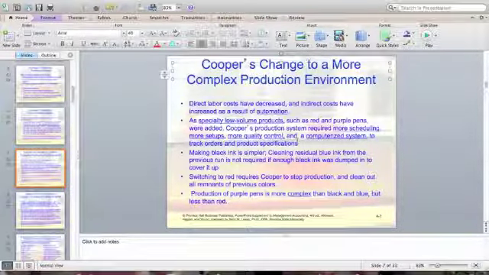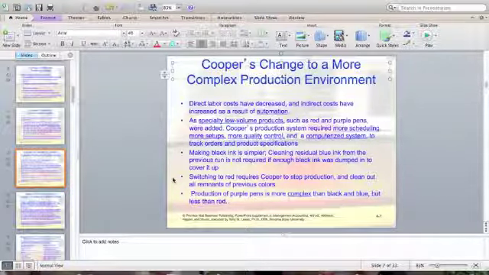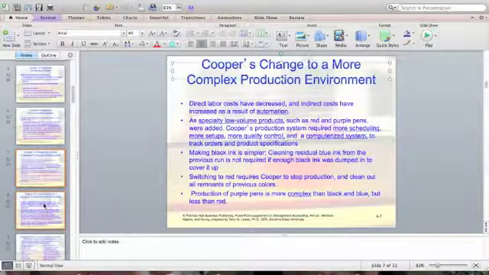So we're looking at stopping and starting to clean out colors. We're having more processes here, not necessarily more material. It's more like replacing or automating or having more checkpoints in the process. And the production of these purple pens is more complex than just black and blue. Okay?